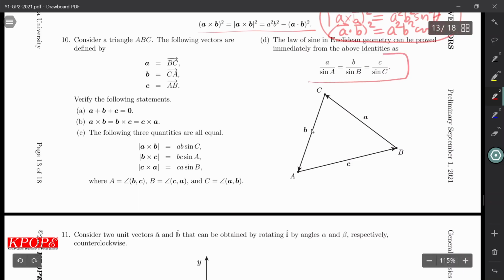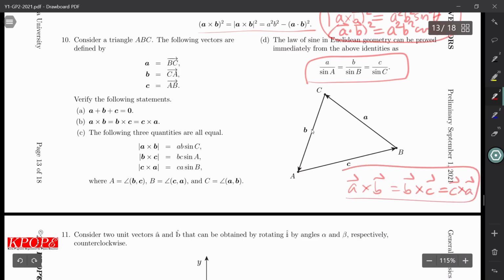The law of sines can be derived by making use of the cross product very easily. A cross b, b cross c, c cross a. Use this.